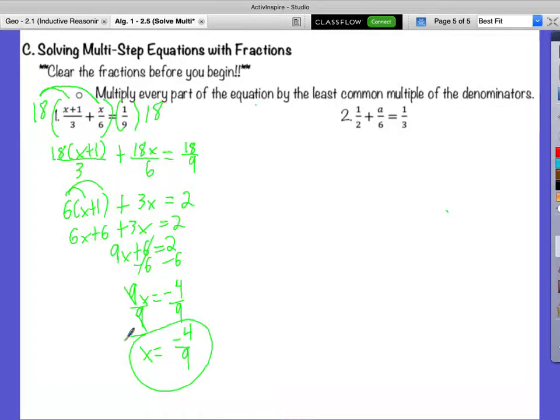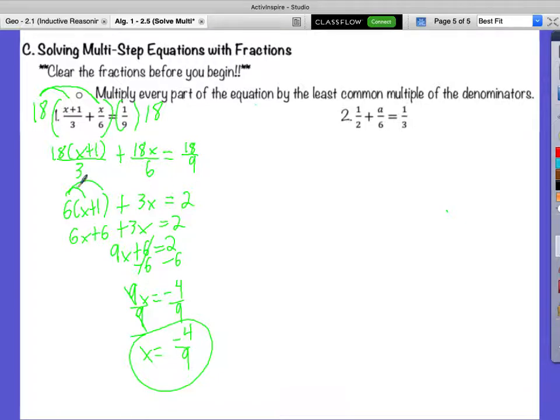Okay, so I want to recap real quick how we started this problem. When we had fractions in everything, our first step was to get rid of that. So we found the least common multiple, the LCM, of these denominators. We said 3, 6, and 9 all multiply to 18. So we multiply every part of the equation by that 18. So I distributed, and before we actually went to 18 times x and 18 times 1, we went through and simplified first.